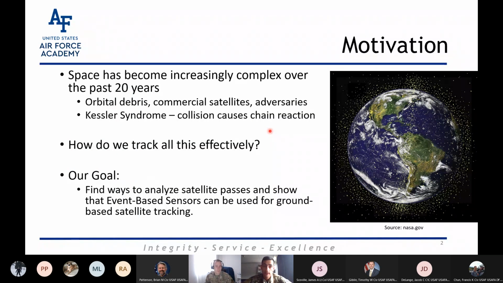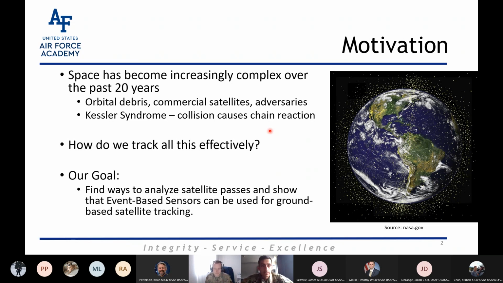So just getting into it, I'm going to start with the motivation behind why we're doing this. Space has become increasingly complex over the past 20 years. In the beginning, it was really just military use, GPS satellites, and things like that. But now with commercial satellites being available, we've got CubeSats, we've also got the FalconSat from the Academy, we've got commercial radios, like Dish TV and satellite radio. That just adds to the complexity of low Earth orbit. And I'm sure a lot of you know the Kessler syndrome, which is where one collision causes a chain reaction that completely obliterates everything and renders low Earth orbit useless to us.